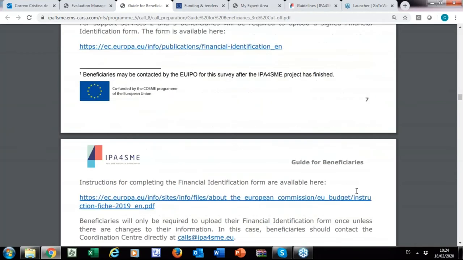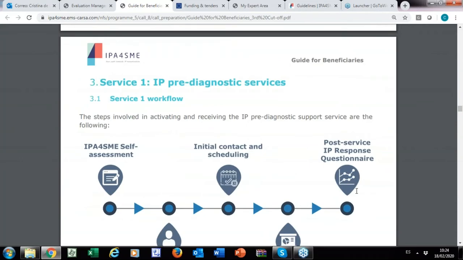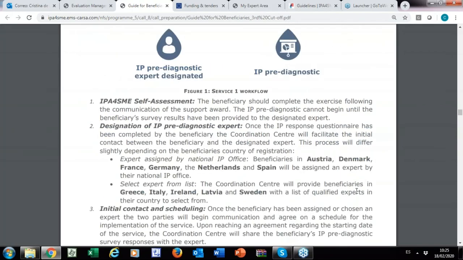Apart from the additional financial information that Francisco presented before, we will go straight to service one, which was presented by me. Service one is what we call the IP pre-diagnostic service. As I was explaining, this is a service that was designed by the European Commission, and there was a training for specific IP experts in each country. The companies that can apply and can be beneficiaries of this service are the ones from 11 named countries. So companies not represented by those 11 countries won't be beneficiaries of service one.